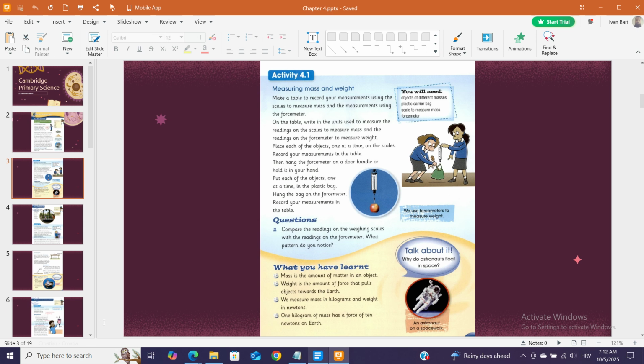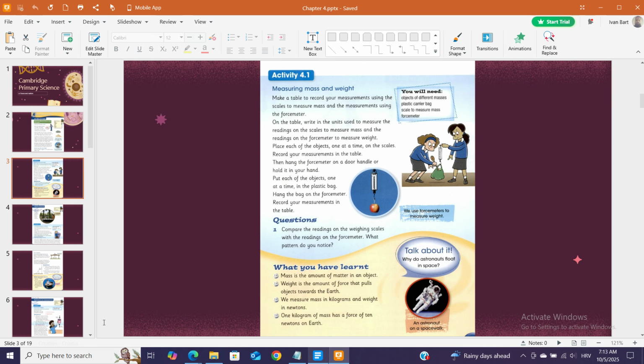Place each of the objects, one at a time, on the scales. Record your measurements in the table. Then hang the force meter on a door handle or hold it in your hand. Put each of the objects, one at a time, in the plastic bag. Hang the bag on the force meter. Record your measurements in the table. Questions. 1. Compare the readings on the weighing scales with the readings on the force meter. What pattern do you notice?